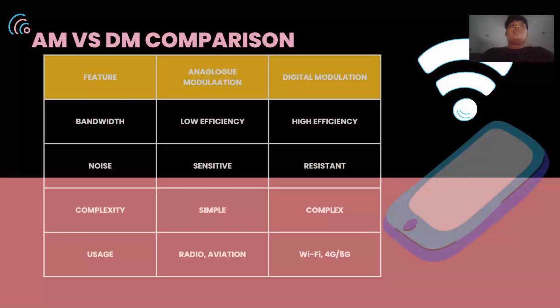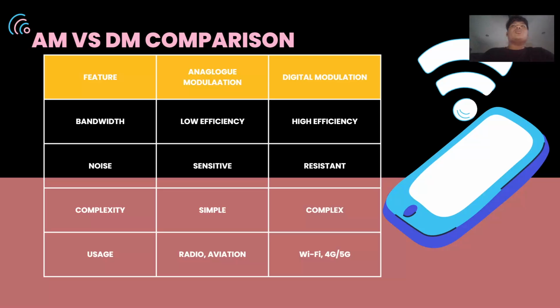So the next one, we look at the comparison. The first thing, analog modulation uses simpler circuits, but it is more affected by noise. Digital modulation provides higher bandwidth efficiency and better reliability, making it suitable for modern communication systems.